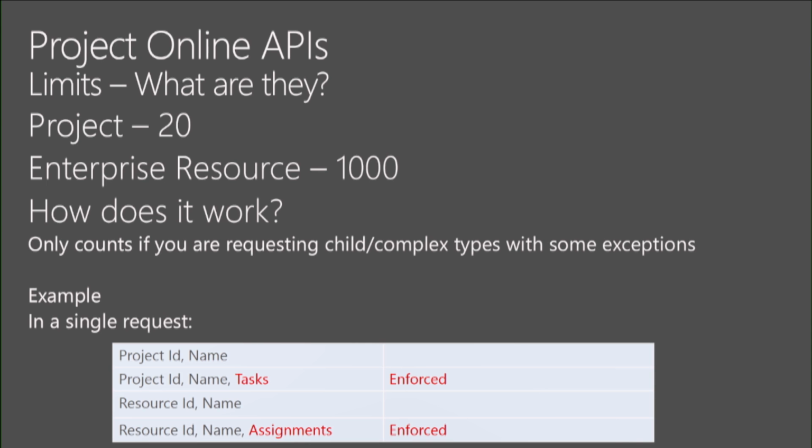Same with resources. If you want to download all the resources in the service and just ask for the ID and their name, well, I'll gladly hand them over. But if you start asking for all of their assignments, for example, well, once you start asking for more complex data types like the children, the enforcement comes into place. And so we would only return back data for the 1,000 that you asked for. So once again, you can page to get all your data. This is just a protection mechanism for us. Any questions? Awesome.